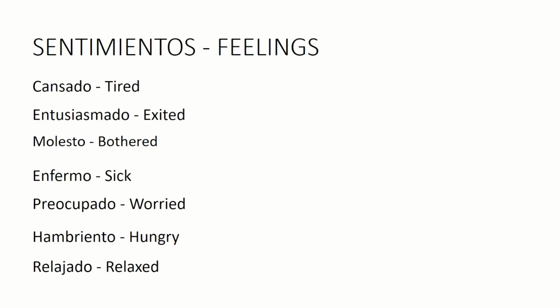¿Qué tal? Estoy cansado. ¿Cómo estás? Estoy entusiasmado. ¿Cómo te encuentras? Estoy molesto. ¿Qué tal? Estoy enfermo. ¿Cómo estás? Estoy preocupado. ¿Qué tal estás? Estoy hambriento. ¿Cómo te encuentras? Estoy relajado. So those are a few examples that you could use when you get asked those questions.